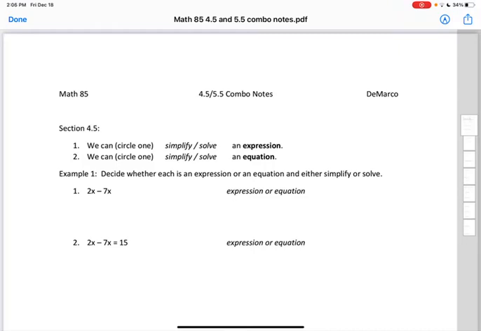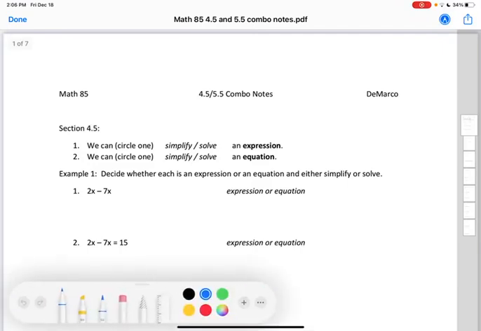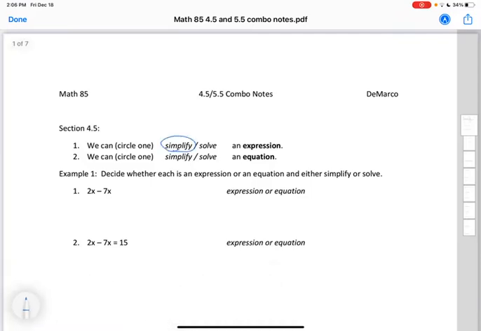What we have here to start is number one, and we're going to try to figure out, is it simplify or solve an expression? What do you think? We can simplify an expression and we can solve an equation. For this first one, decide whether each is an expression or an equation and then either simplify or solve. So this first one, 2x minus 7x, what do you think?